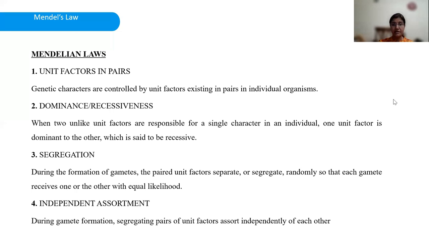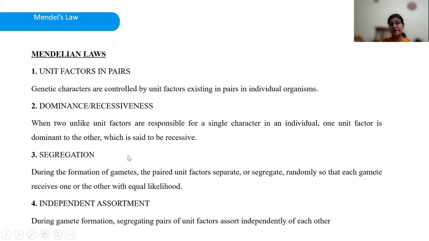The first important fact is that genetic characters are controlled by unit factors existing in pairs in the individual organisms. Another fact is dominant versus recessive. When two unlike unit factors are responsible for a single character in an individual, one unit factor is dominant to the other, and that is going to be visualized as the phenotype. The other would be recessive.